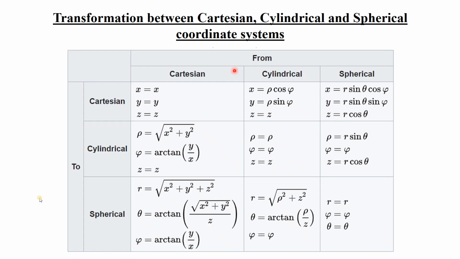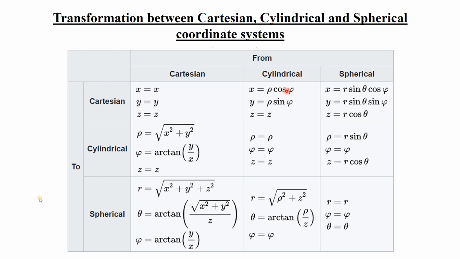Okay, I will come to the vector later on. First of all I am just showing the scalar part. This table will help you to understand the actual transformation between all the three coordinates: Cartesian, cylindrical and spherical. Cartesian to Cartesian we all know, same thing. Here 'to' and 'from' are marked. From cylindrical to Cartesian means cylindrical coordinates are known to us, and you have to determine the Cartesian ones.